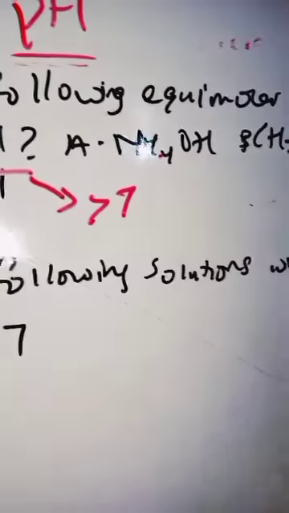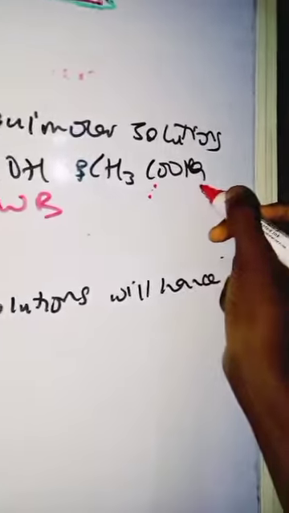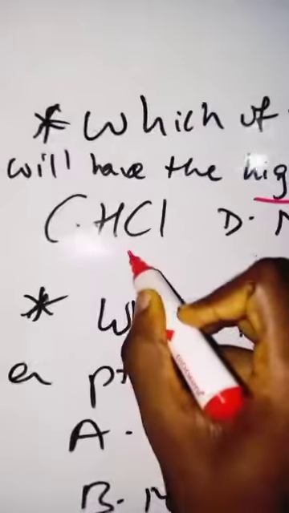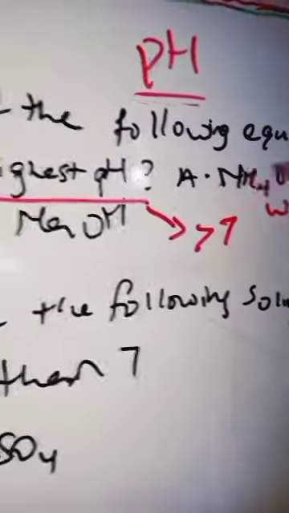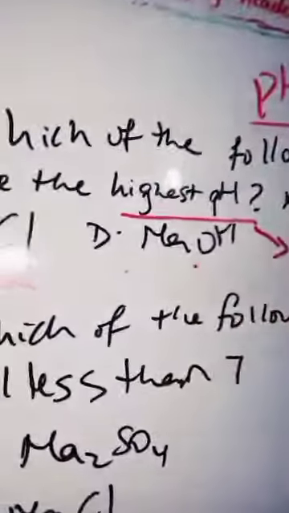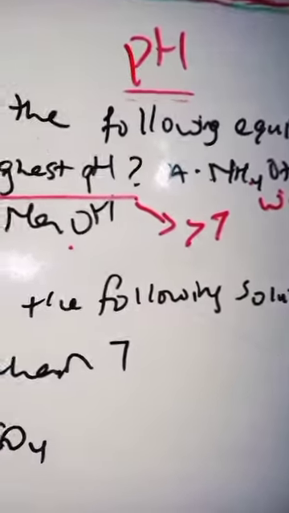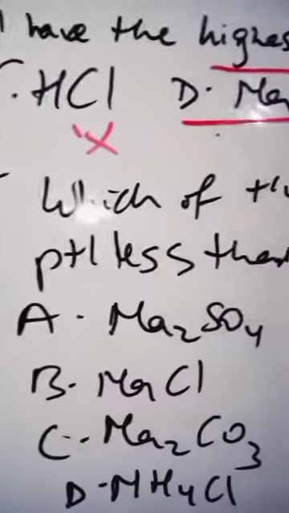This is aqueous ammonia, a weak base. This is a basic solution. This will be less than 7. This can be correct. So we are left with all these 3 answers. This is a weak base, this is a basic solution, and this is a very strong base. Which one will have the highest pH? The strongest base. So this is correct.